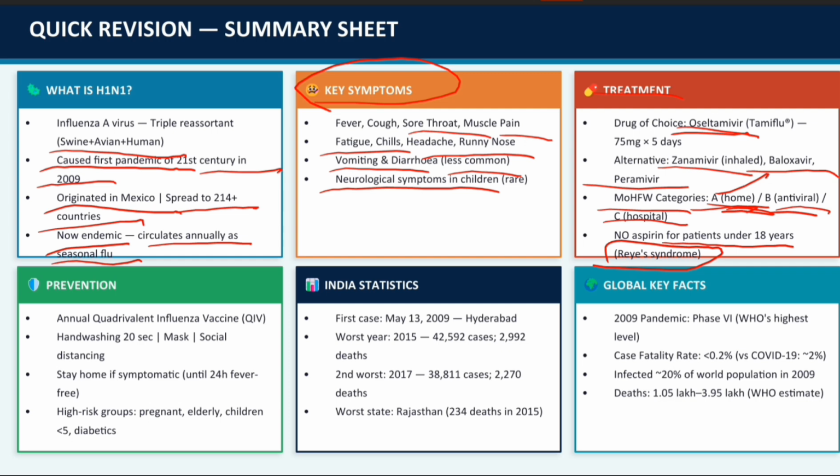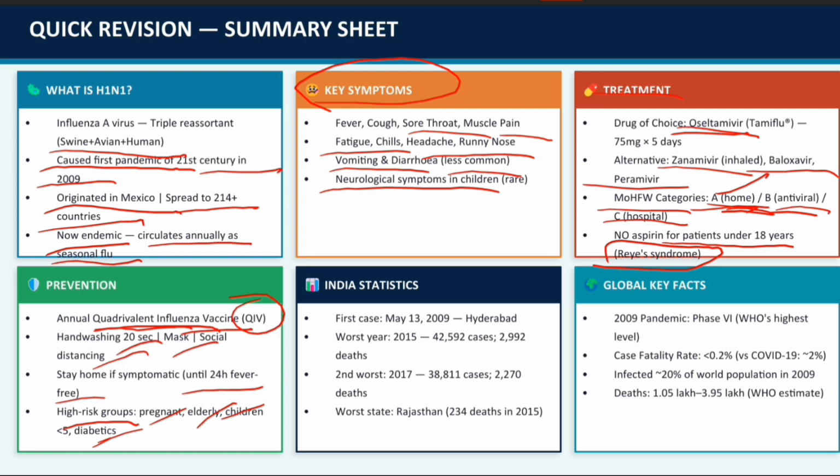The prevention: this is a vaccine. Please remember this vaccine name: quadrivalent influenza vaccine, QIV. Wash hands for 20 seconds, use a mask, practice social distancing, and stay home if you have symptoms until 24 hours fever free. High risk groups: pregnant women, the elderly, children below 5 years, and diabetic patients.